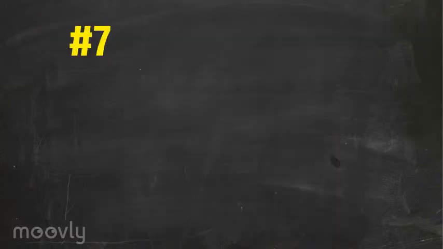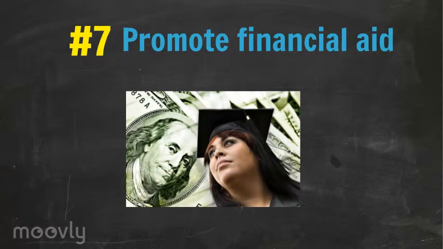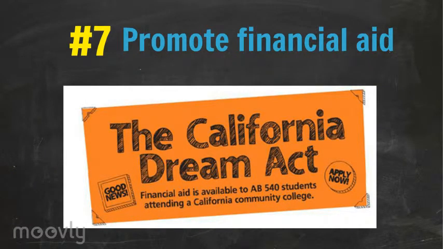Number 7, promote financial aid. The cost of college is a concern for all students, but undocumented students face particular financial challenges when it comes to access to higher education. Many undocumented students come from low-income households and are first in their families to attend college. Under the California DREAM Act, undocumented students who meet the requirements for AB 540 are able to apply for state and privately funded financial aid. However, many undocumented students are unaware of this opportunity or may have received mixed messages about their ability to apply.